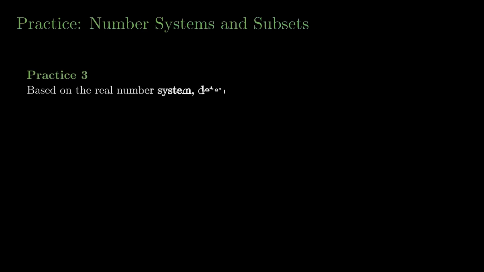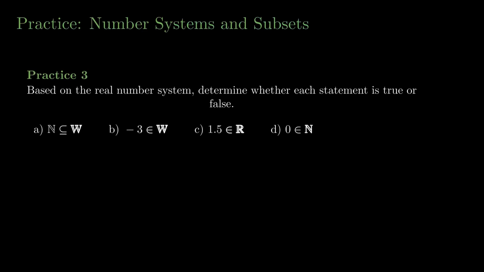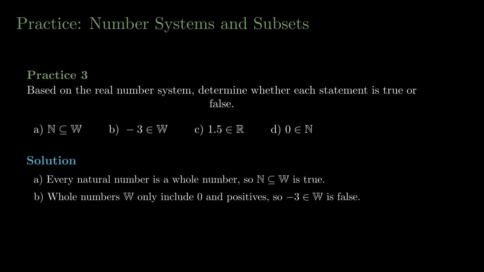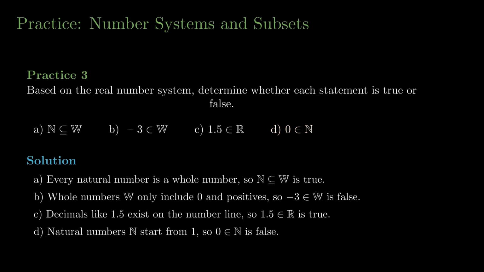Let's test our understanding with a practice problem. Given the subsets of real numbers, determine whether each of the following statements is true or false. For A, all natural numbers are contained in whole numbers, so it is true. For B, whole numbers only include 0 and positive integers, so -3 in W is false. For C, 1.5 is a decimal and all decimals belong to real numbers, so it is true. Finally, for D, natural numbers start from 1, meaning 0 is not an element, so it is false.